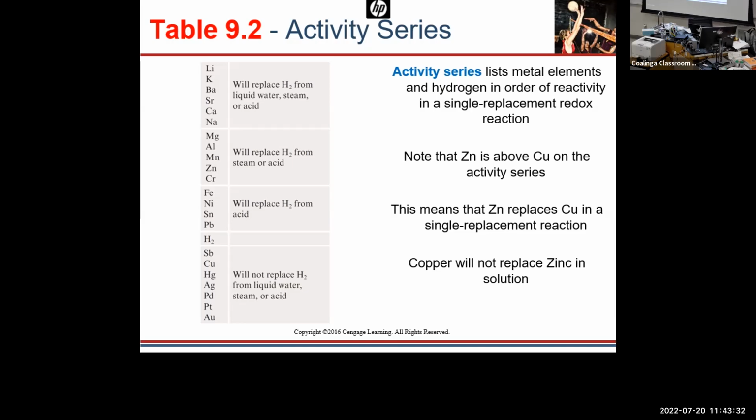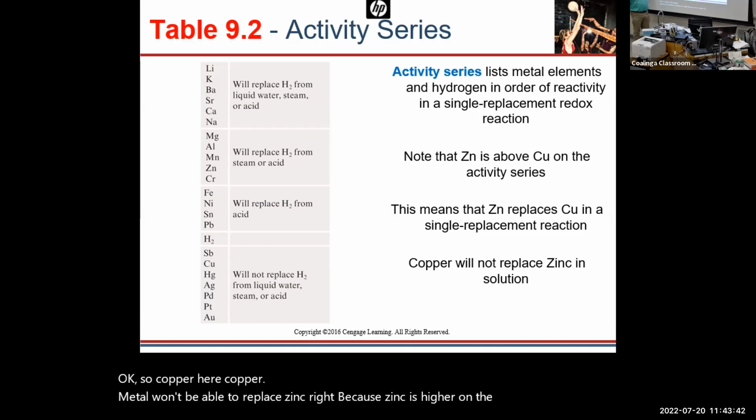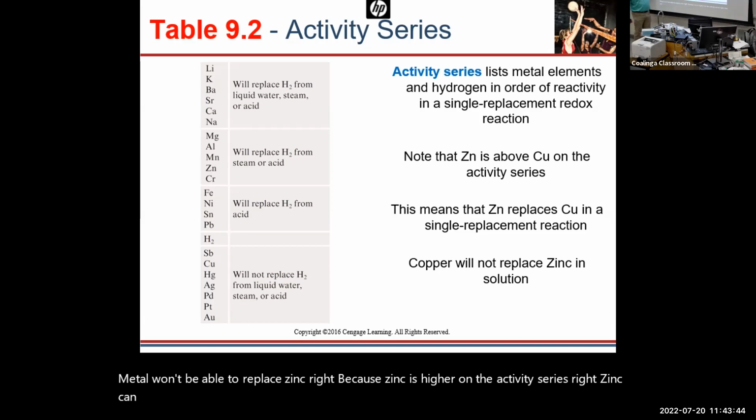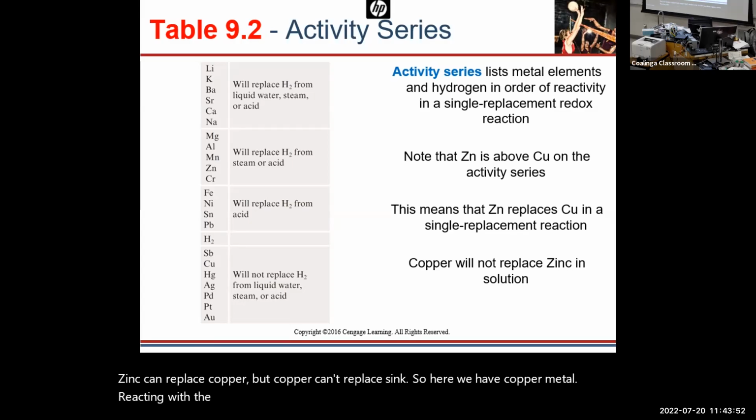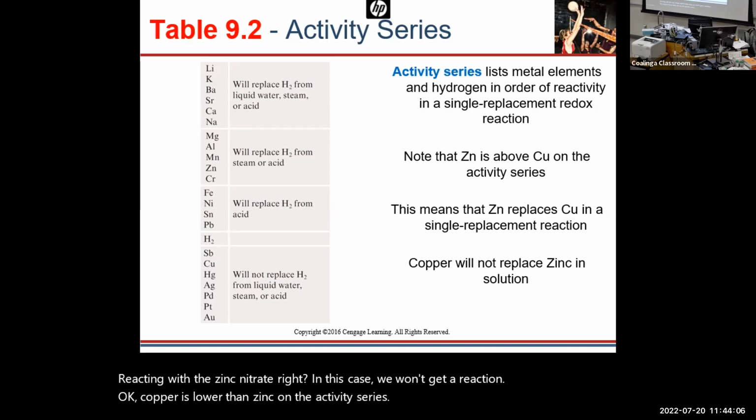Okay, so copper metal won't be able to replace zinc, because zinc is higher on the activity series. Zinc can replace copper, but copper can't replace zinc. So here we have copper metal reacting with the zinc nitrate. In this case, we won't get a reaction, because copper is lower than zinc on the activity series. You guys get that?